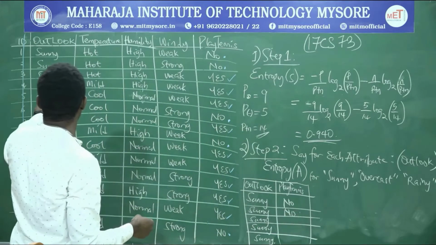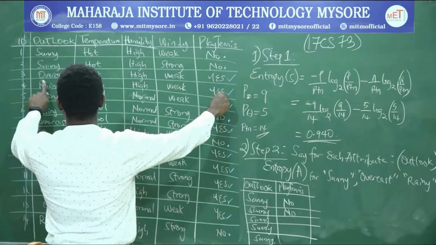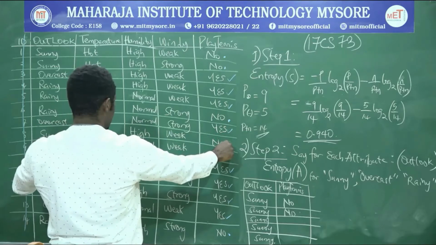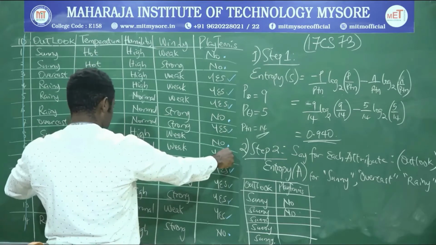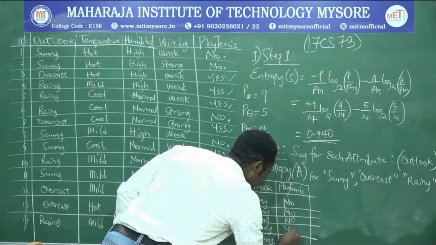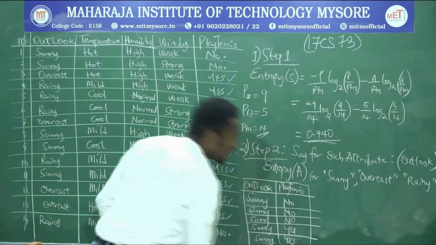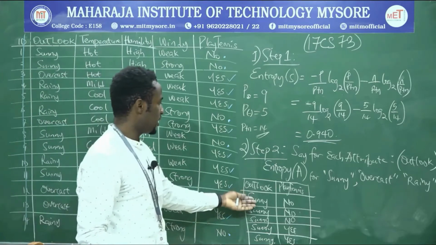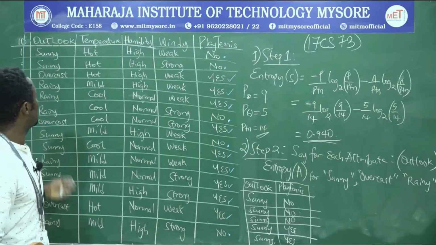Third one, what do you have for sunny? Please go with me. Sunny, yes. No, sorry, that was rainy. Sunny, no. Sunny, yes. And sunny, yes. So I have no, no, yes, yes. So you see the reason why I want us to do this together. I hope you can see this. This is the smaller subsample for the attribute outlook.